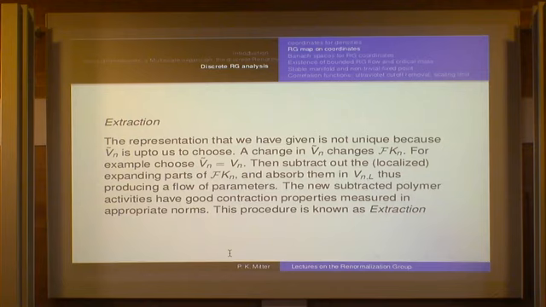So what a change in V tilde produces is a change in the FK. For expanding parts of this, which we'll see how to calculate, we absorb them in B and L, thus producing a flow of parameters, a discrete flow of parameters. And the new subtracted polymer activities will have good contraction properties, provided you set up appropriate norms. And this procedure is known as extraction, which we'll consider a little bit more.